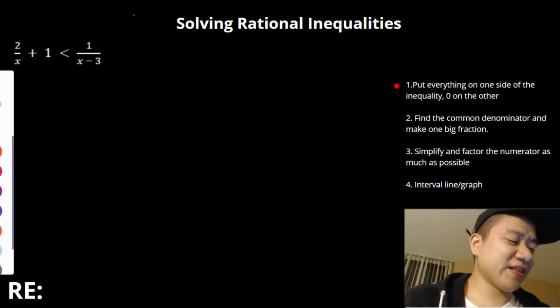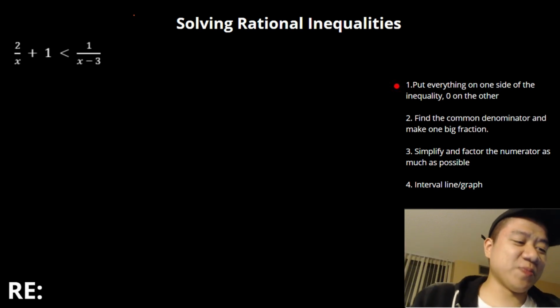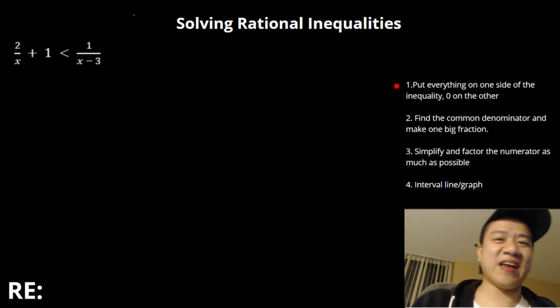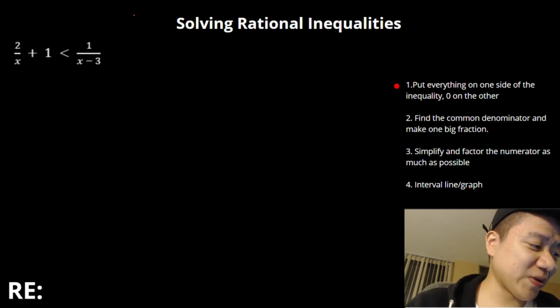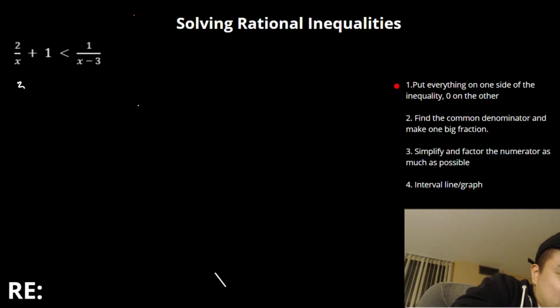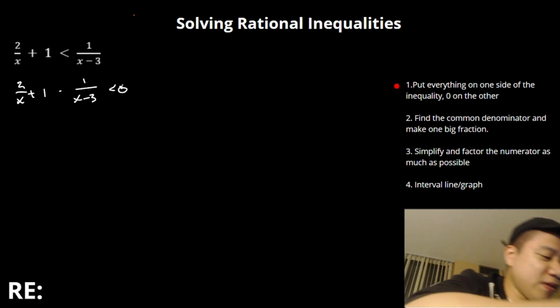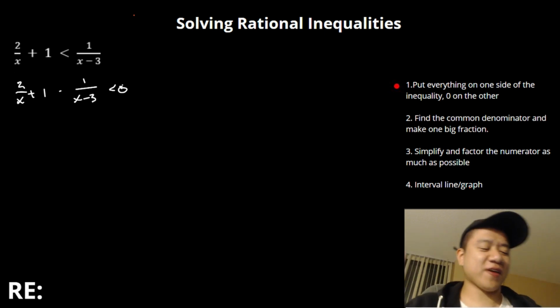So yeah, this is a little bit different from solving equations. We don't find the common denominator first. We just move everything to one side and have 0 on the other. So if we look in this case, we're just going to move this guy over. Yeah, it's just going to be much simpler. So let's do it. We have 2 over x plus 1 minus 1 over x minus 3 smaller than 0. Hopefully my writing is okay.